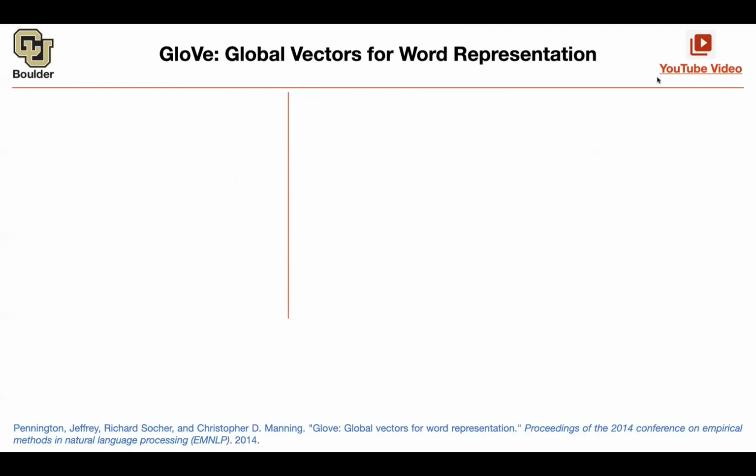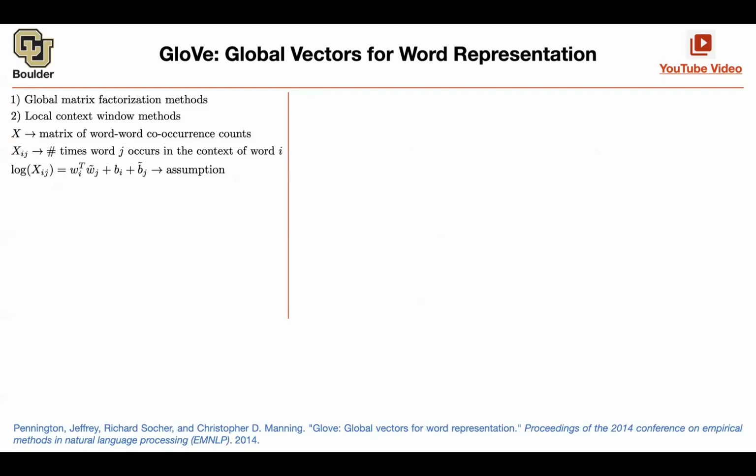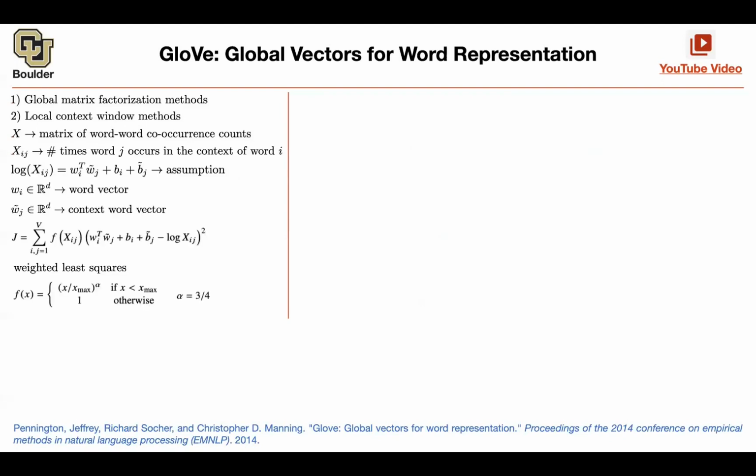GloVe, it was also an assignment for you to watch the video, is another way of solving the same problem. And the idea is very simple. You are going to create a global matrix, and this is just a pre-processing step. Create a global matrix counting the number of times that word i is showing up in the context of word j.